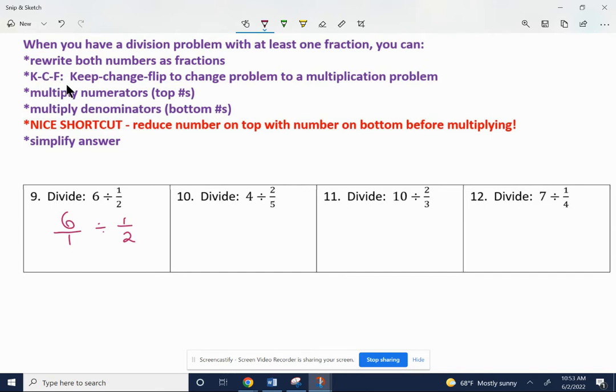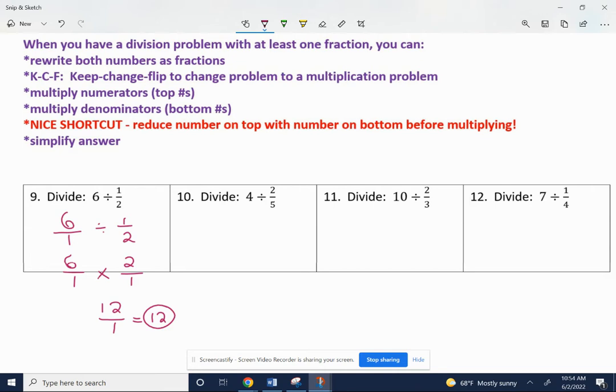Now one way to divide fractions, not the only way, is keep, change, flip. Keep the first fraction, 6 over 1, change divide to multiply, that's what the change part means, and then flip the second fraction, 2 over 1. We have 6 over 1 times 2 over 1. Now that it's a multiply problem, multiply the tops, multiply the bottoms. 6 times 2 is 12, 1 times 1 is 1, and 12 divided by 1 is 12. So 6 divided by a half is 12.